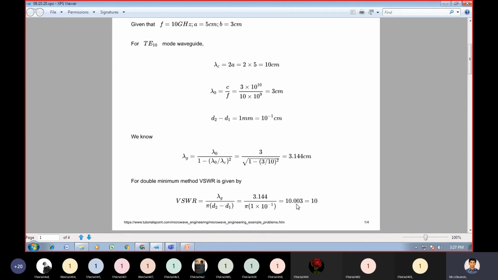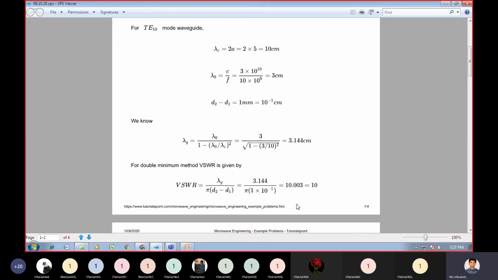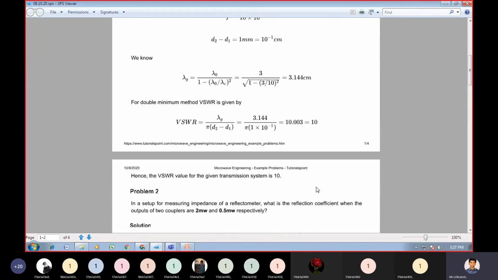10.003. Which means this VSWR value is greater than 10. Hence, the VSWR value for the given transmission system is 10.003, which is greater than 10. Greater than 10 means this is high VSWR, used for measurement of high VSWR only.